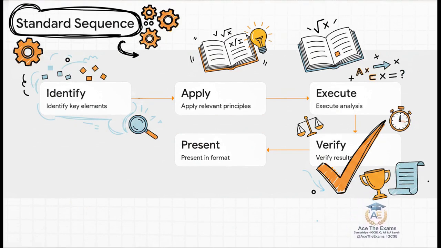Step 1, identify the key elements and pull the relevant data from the question. Step 2, apply the relevant principles. Step 3, execute your analysis with very clear working and notation. Step 4, verify those results. And finally, Step 5, present your findings in the right format, using the correct terminology. Following this exact step-by-step layout directly hits the assessment objectives and guarantees the examiner can follow your logic without having to guess what you were thinking.